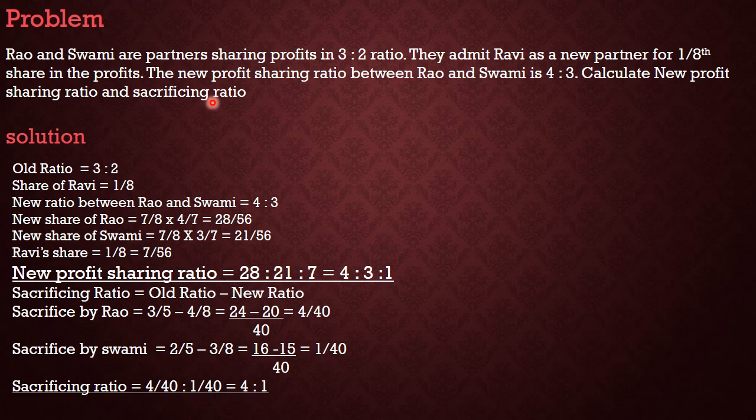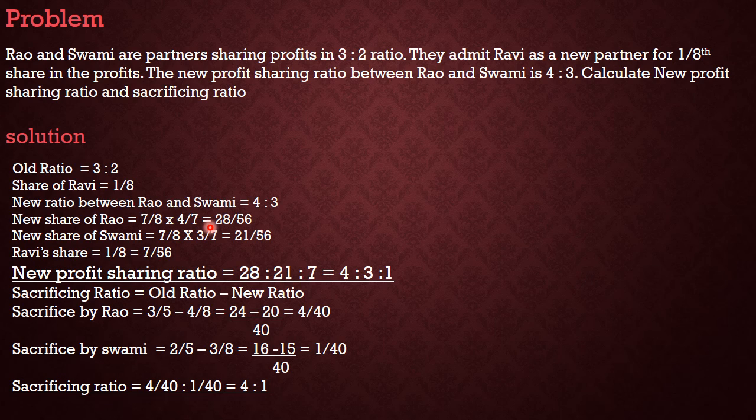Old ratio is given, that is 3:2. Share of Ravi is 1 by 8. New ratio between Rao and Swami is also given, that is 4:3. New share of Rao is equal to 7 by 8 into 4 by 7 is equal to 28 by 56.